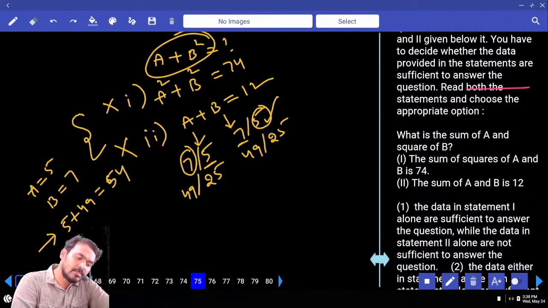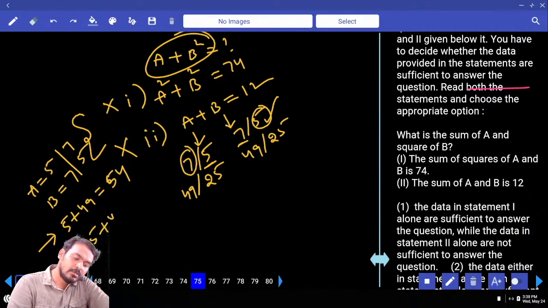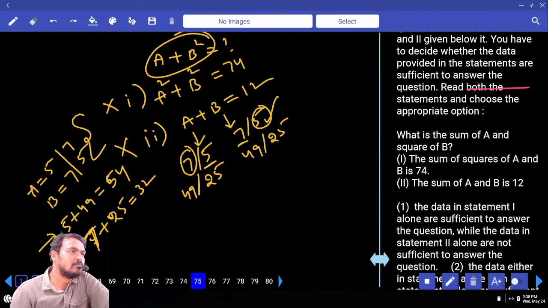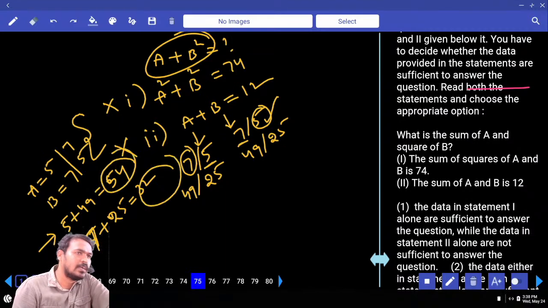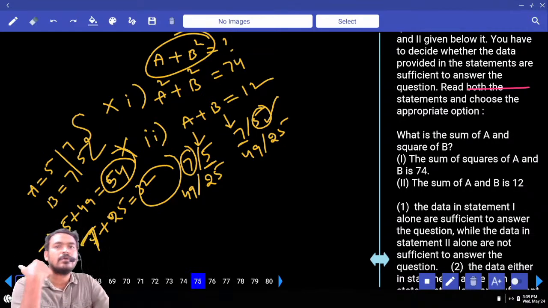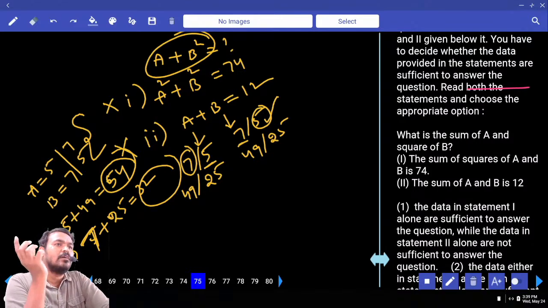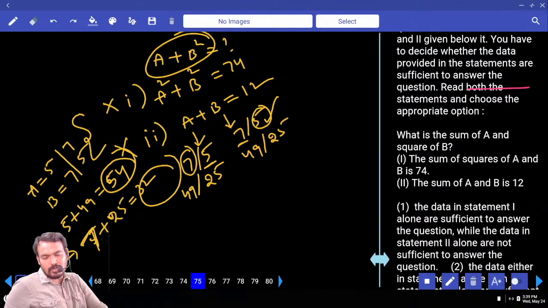What is the other case result? A value 7, B value 5. 7 plus 25. 7 plus 25, 32. Two different results. But data sufficiency is always a unique result, or not? First case we are getting 54. Second case we are getting 32, or not? How many results are we getting? Two results. Then answer: both one and two together also not sufficient. Numbers same, but resultant values are different, or not?